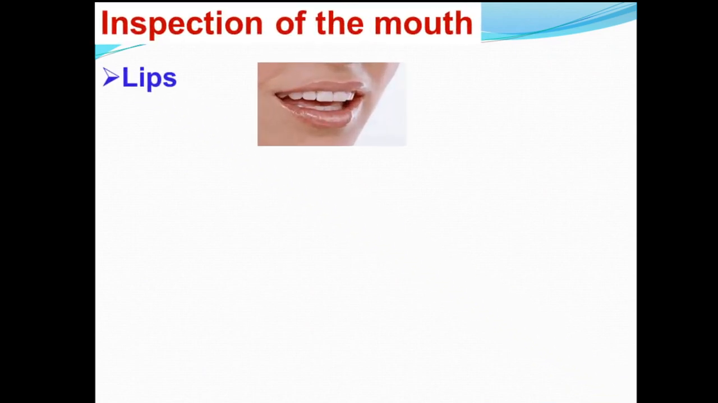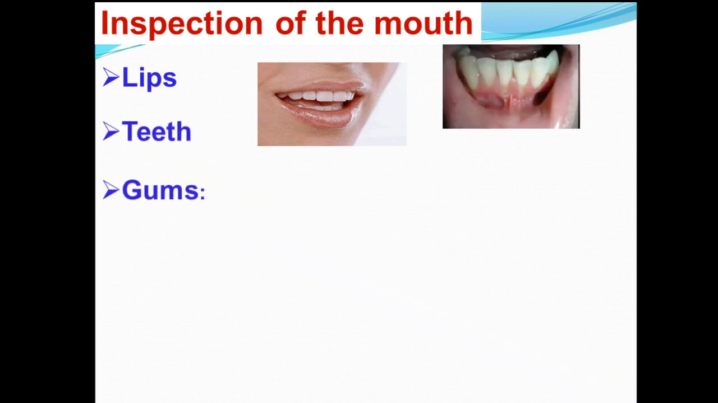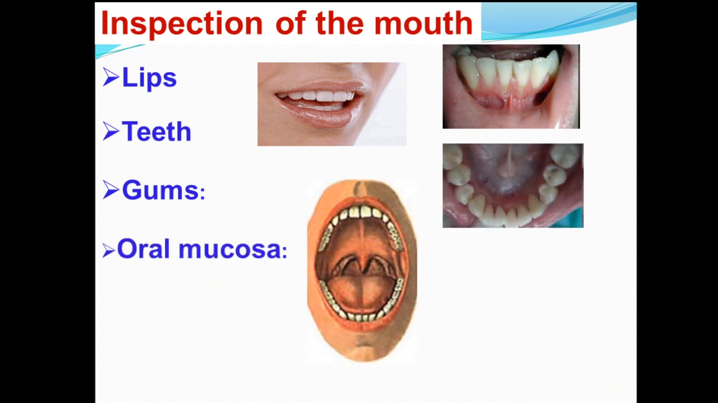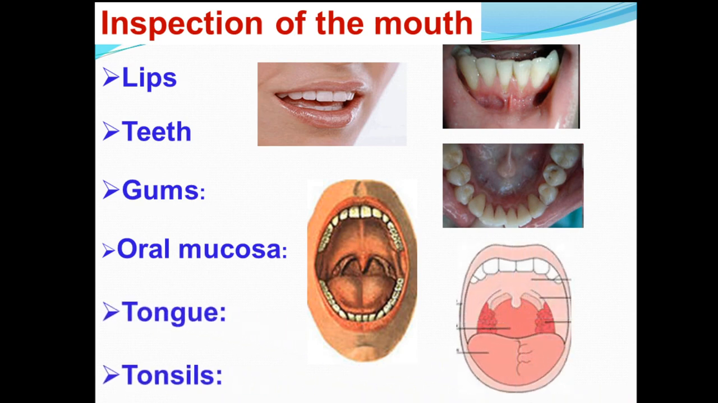Inspection of the mouth is included in exam questions, and I'll draw your attention to the order of mouth inspection. We'll start from the lips. You remember our principle, from up to down, yes? Then we'll examine teeth and gums. Pay attention to the oral mucosa, obligatorily, as the patient opens the mouth. Then examine the tongue and tonsils.